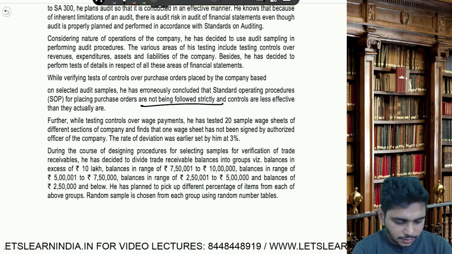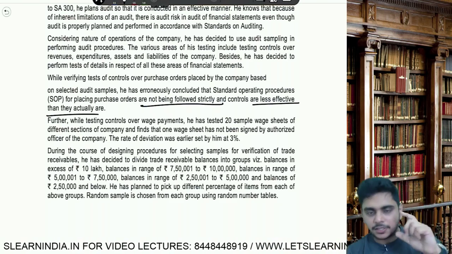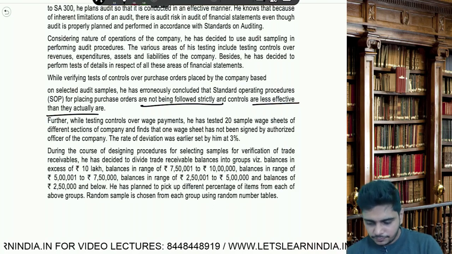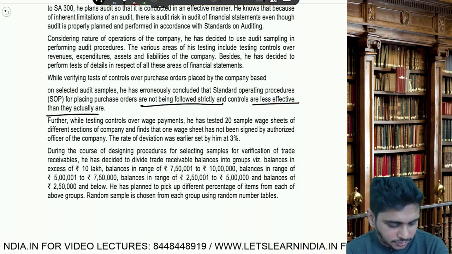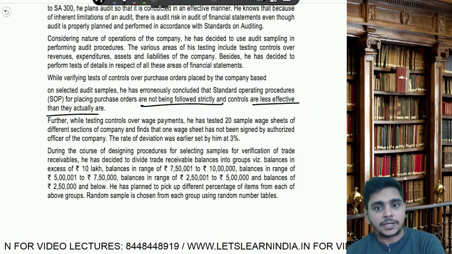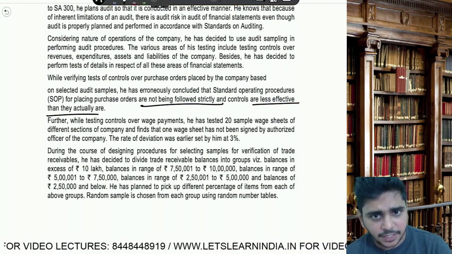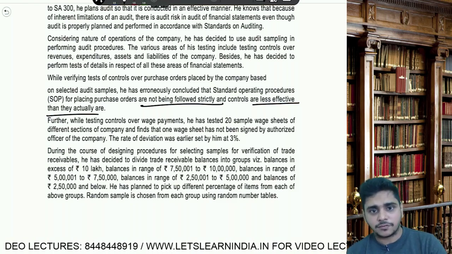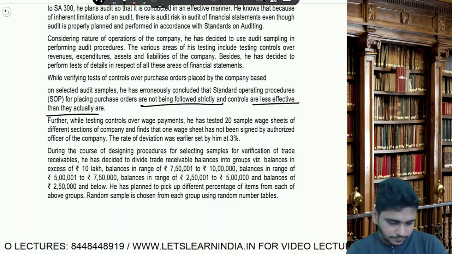Something is related here. We have studied this. Sampling risk. Then further, while testing controls over wage payments, he has tested 20 wage sheets of different sections of the company and finds that one wage sheet has not been signed by the authorized officer of the company. The rate of deviation was earlier set by him at 3%.